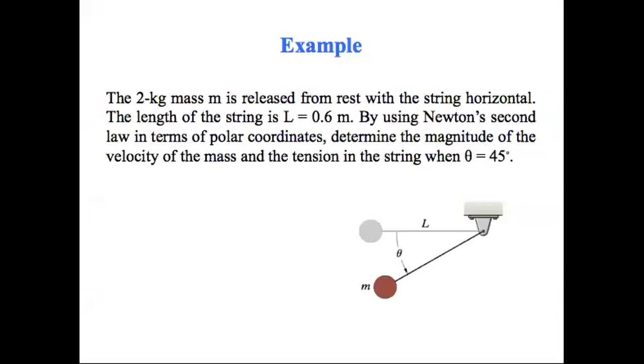Next example. The 2 kilogram mass m is released from rest with the string horizontal. The length of the string is 0.6 meter. By using Newton's second law in terms of polar coordinates, determine the magnitude of velocity of the mass and the tension in the string when theta is 45 degrees.